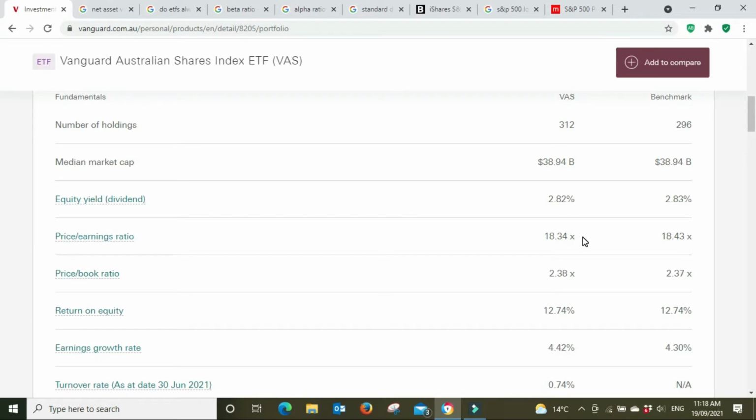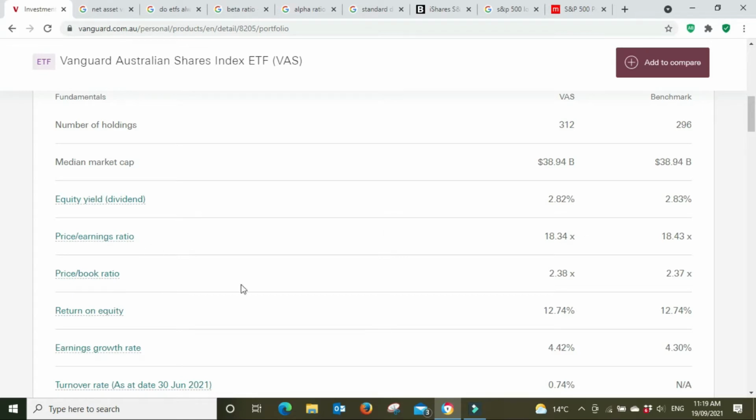But of course, you've got to take into account the current economic climate. So you might be looking at interest rates at all-time lows, which tends to push the price of shares up, and also quantitative easing, which tends to pump up the share prices as well.